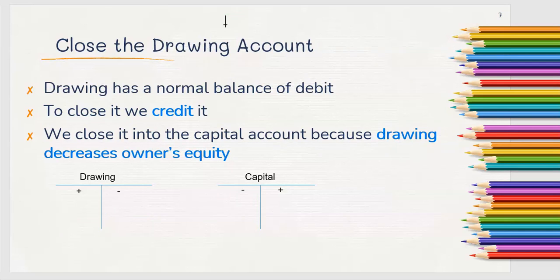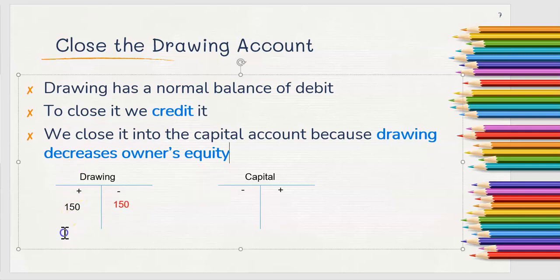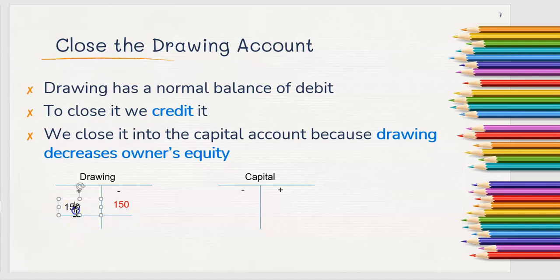Now the last closing entry is to close the drawing account. So remember, drawing accounts have a normal balance of a debit. So if I put in a debit balance, let's say $150, and we want to close it, we have to credit it. So we will credit $150, and I will make that red so we know. And therefore our drawing account is now zeroed out, and again that zero is on the debit side because that is the normal balance for drawing.